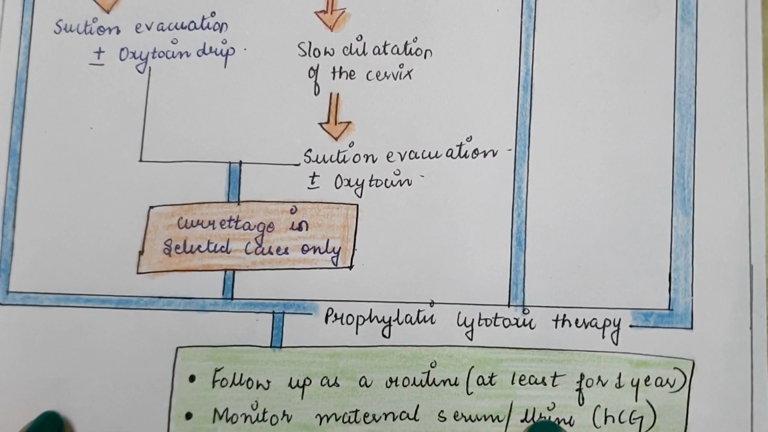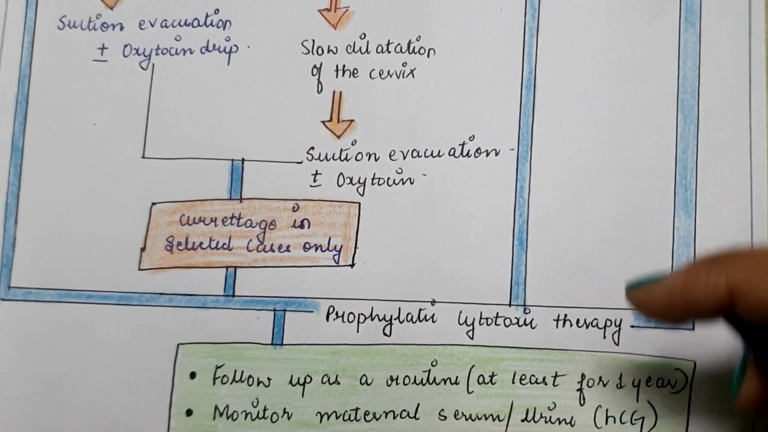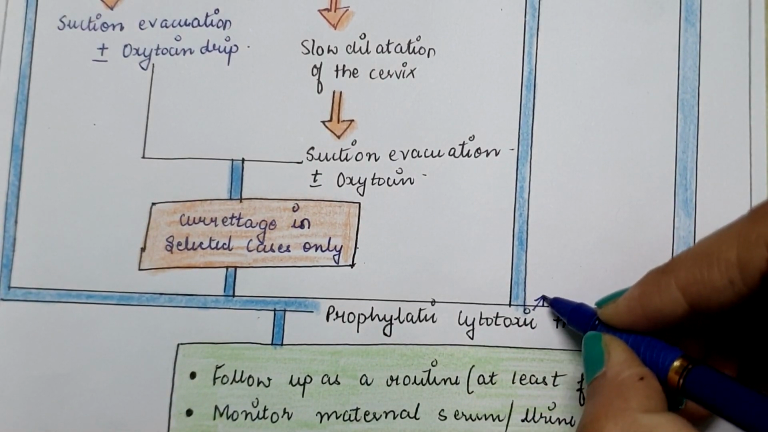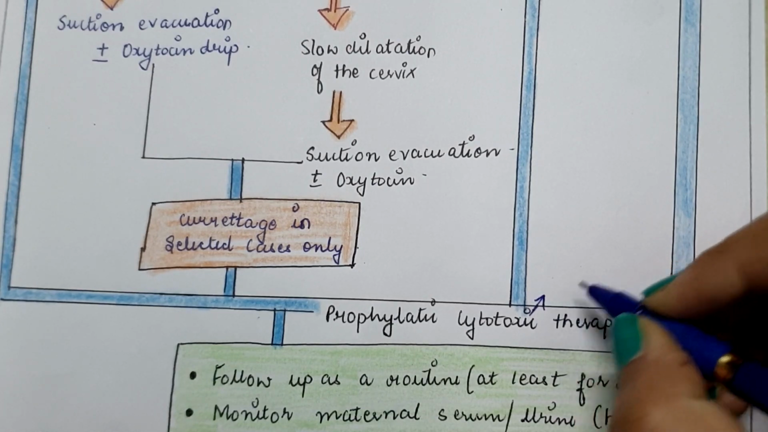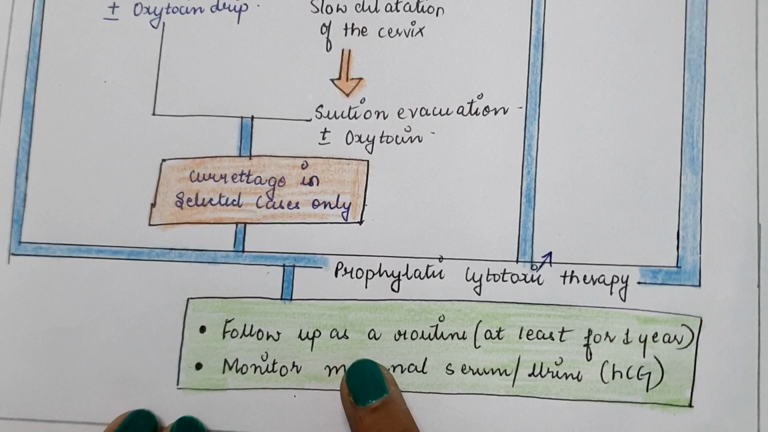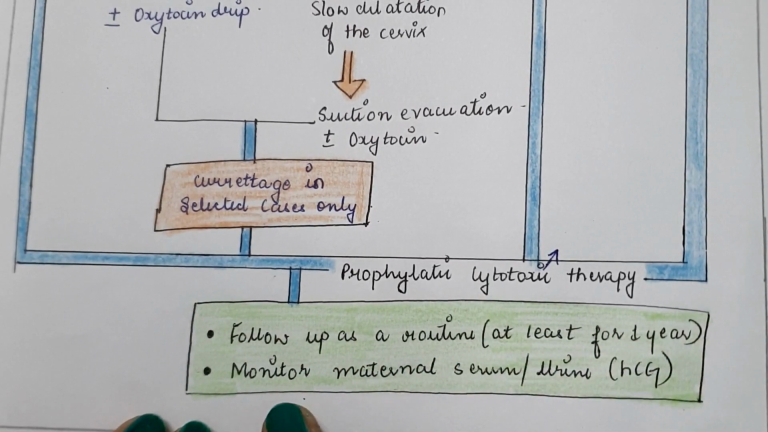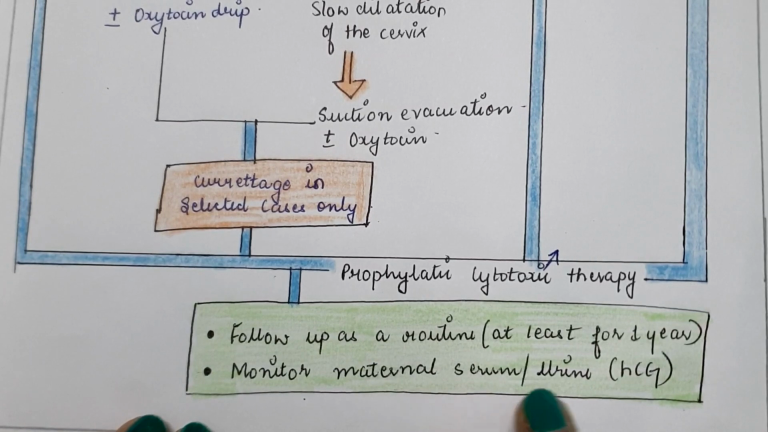And at last, prophylactic cytotoxic therapy should be given. Cytotoxic drugs are those which are given to kill the cancer cells. And then follow up as a routine at least for 1 year and monitor maternal serum or urine for the HCG levels.